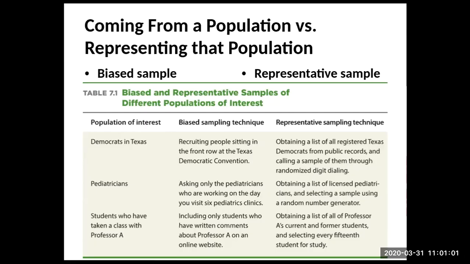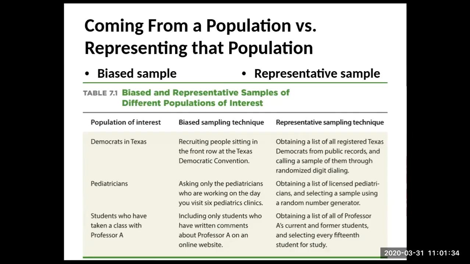A more representative technique for sampling people, if we wanted a sample of the population of Democrats in Texas, would be to obtain a list of all registered Texas Democrats from some sort of public record, City Hall, or the government office in the Capitol, and calling a sample of them through randomized digit dialing, randomly picking out, I don't know, 200 or 300 people from this list in no particular order, and calling them and asking them their opinion on who they're going to vote for.